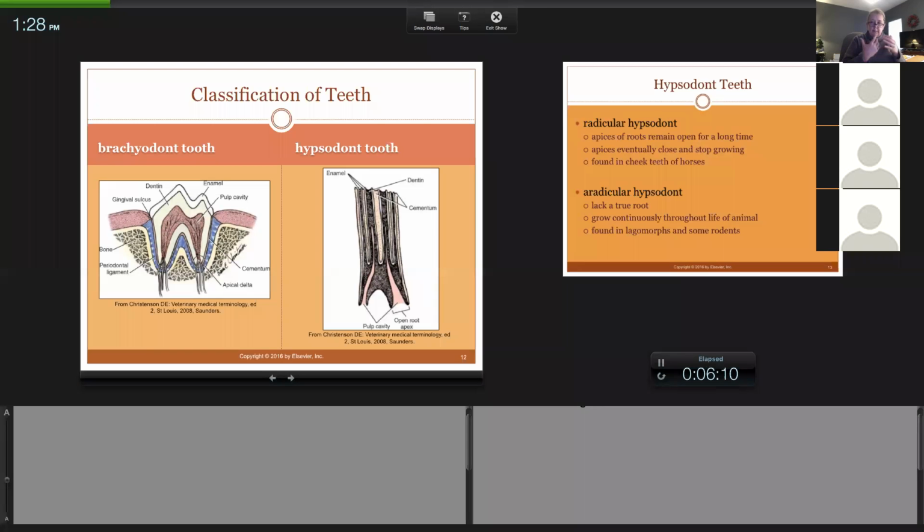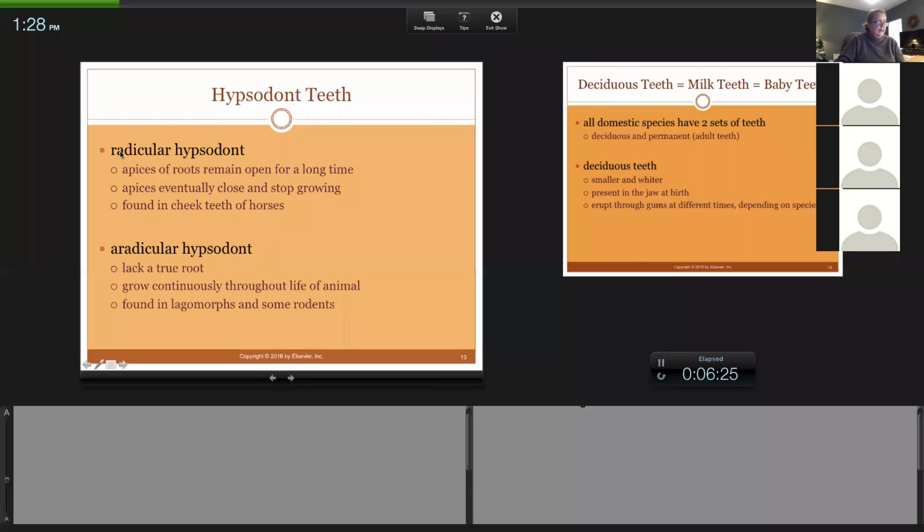But they will be continuously growing. So the way that that's controlled is by them chewing things or doing something to help file them down naturally. Now, I didn't ask a specific question about this, but radicular hypsodont versus aradicular hypsodont is whether the root is remaining closed or open, but don't worry about that for the test.